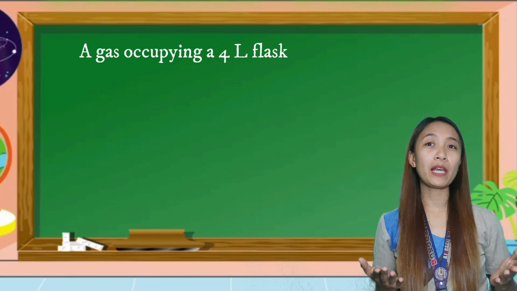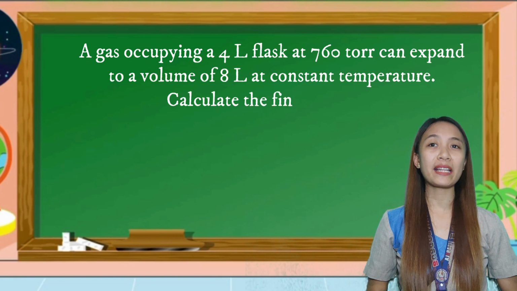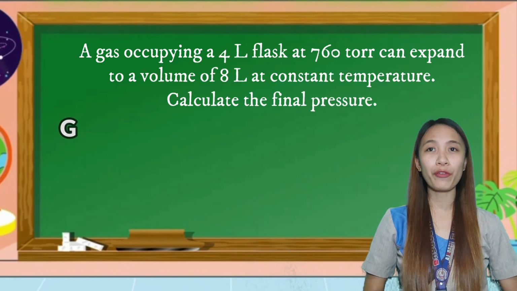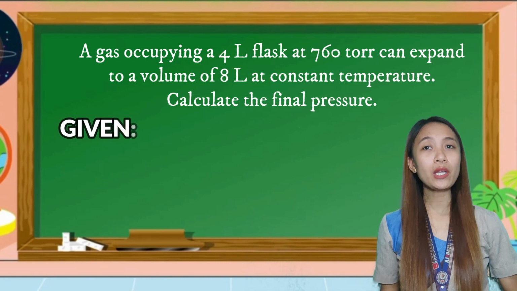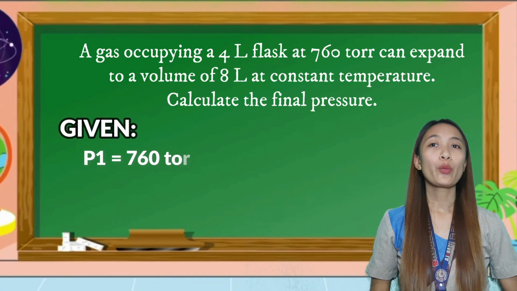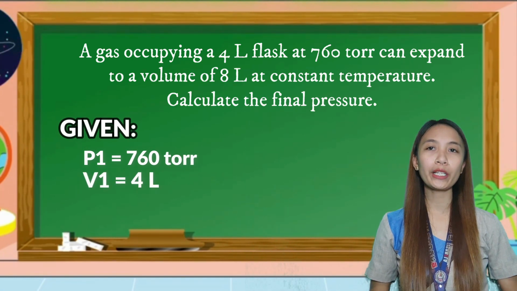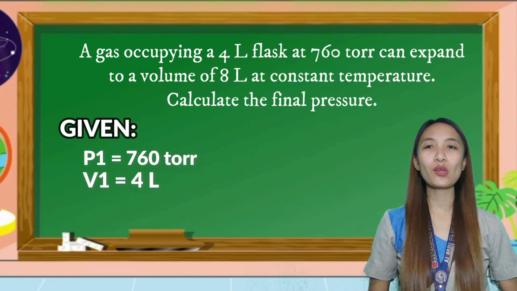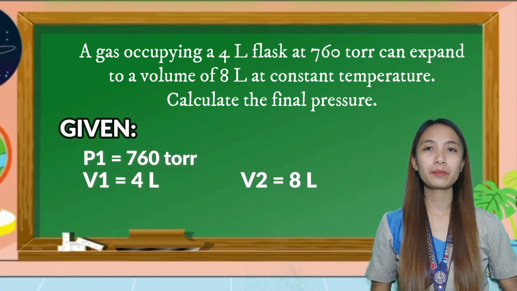In solving problems, of course, the first thing that we need to do is to identify the given or the known values. In this example, we have the P1 or the initial pressure as 760 torr. We also have the V1 or the initial volume as 4 liters. And we also have the V2 or the final volume as 8 liters.